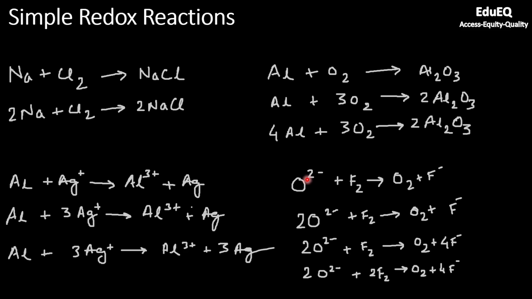So it's very easy. First you balance oxygen, then you balance charge, and then you see whatever is left, what number to put in front of fluorine. So this is a balanced equation. If you look at this equation, oxygen is 2 on both sides, fluorine is 4 on both sides, and charges are also minus 4 on both sides. So 4 into minus 1, here 2 into minus 2.